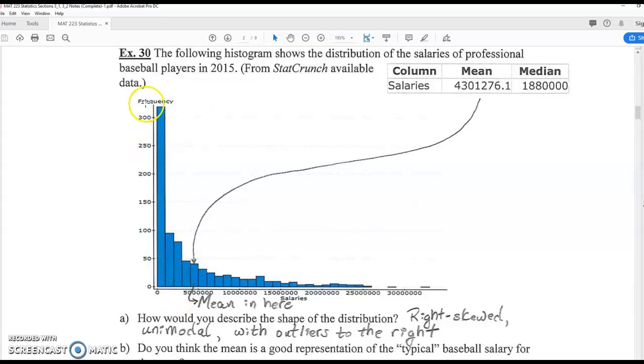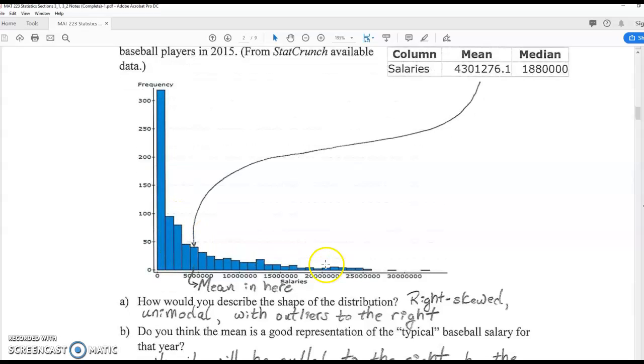Of all professional baseball players in 2015, those between 0 and 1 million, and then there's more like around 800 players, so that's not quite to the middle number. The middle number is somewhere in here, which is between 1 million and 2 million. And when StatCrunch computed it, it's actually 1,880,000. Okay, so that's a much better representation of the typical value in a skewed data set.